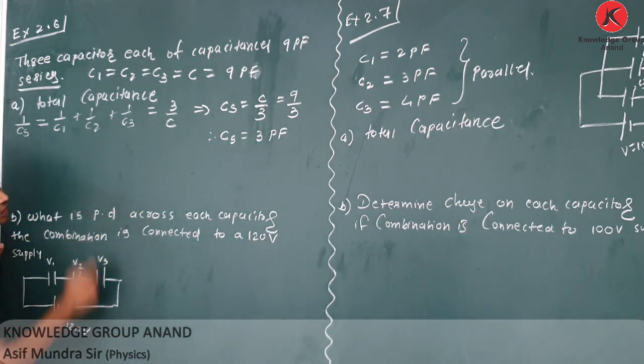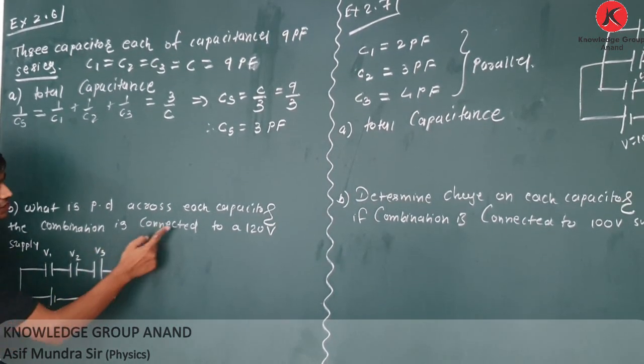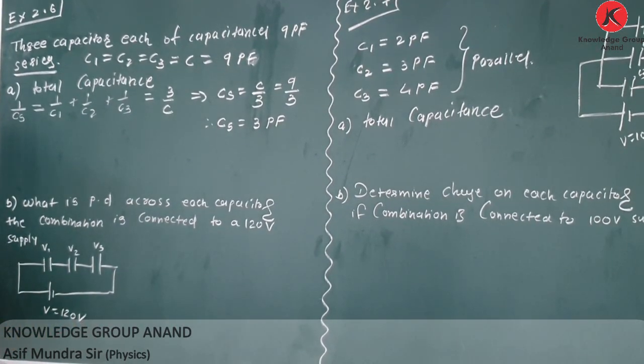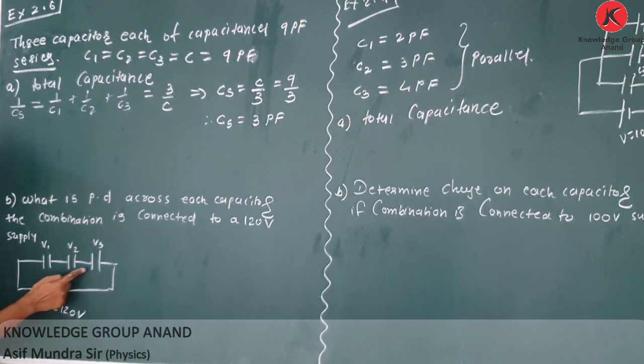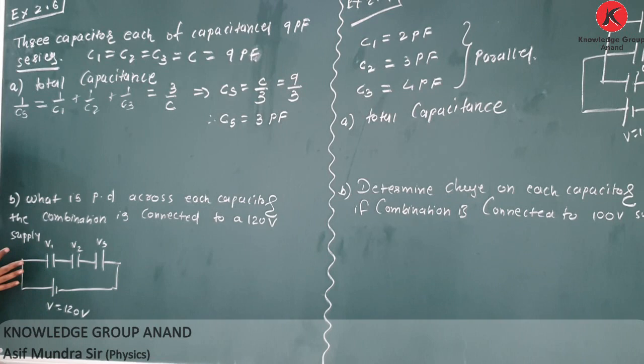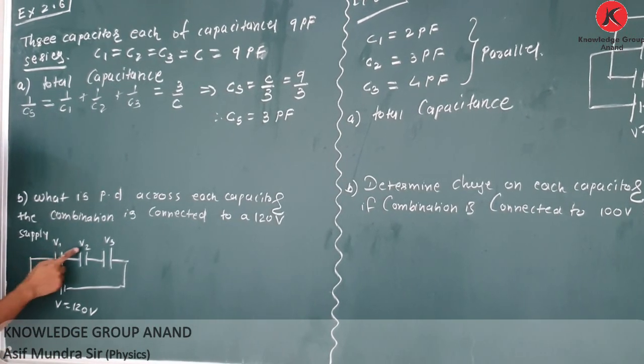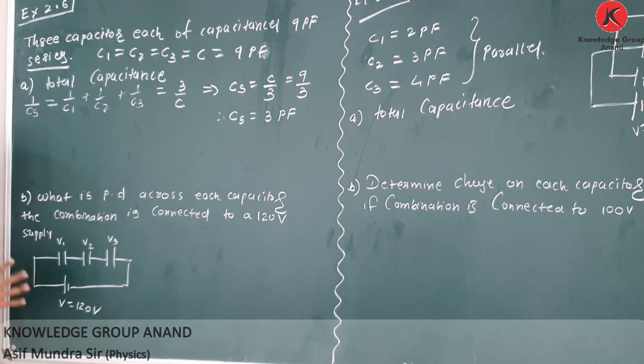Now what is the second question? What is the potential difference across each capacitor when the combination is connected to a 120 volt supply? First capacitor, second, third. What is the voltage supply? V = 120 volt. Yes or no? Yes, it is. Okay, see, we have to find V1, V2 and V3. How to find this? See, you can find this with the help of two methods. First of all, the original method. What is the original method?